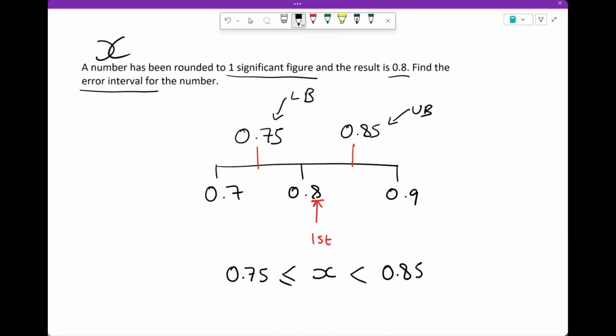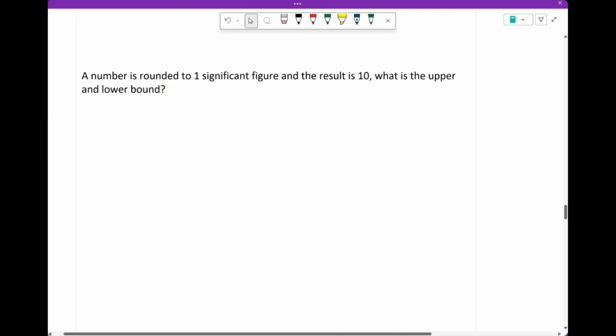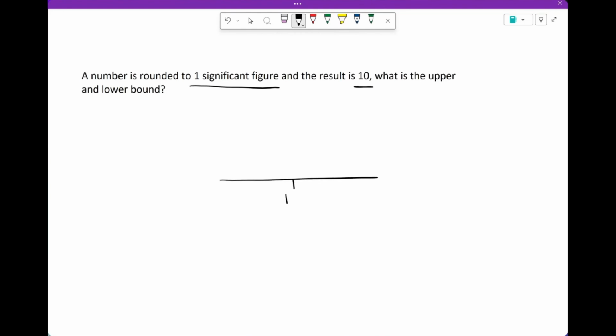Let's have a look at a scenario where this method that we're using here doesn't work. So it says a number is rounded to one significant figure, our degree of accuracy, and the result is 10. What is the upper bound and the lower bound? So let's draw a number line, and we're going to put 10 in the middle. Now the first significant figure would be the 1. So I'd go to that place value usually, and I'd add 1 to it to get 20. And I'd subtract 1 from it. Okay, and given it's the tens, we're essentially subtracting 10, so we're going to end up with 0.